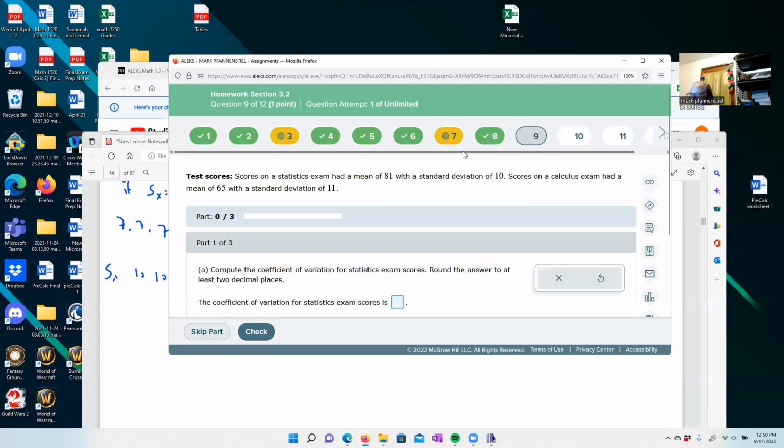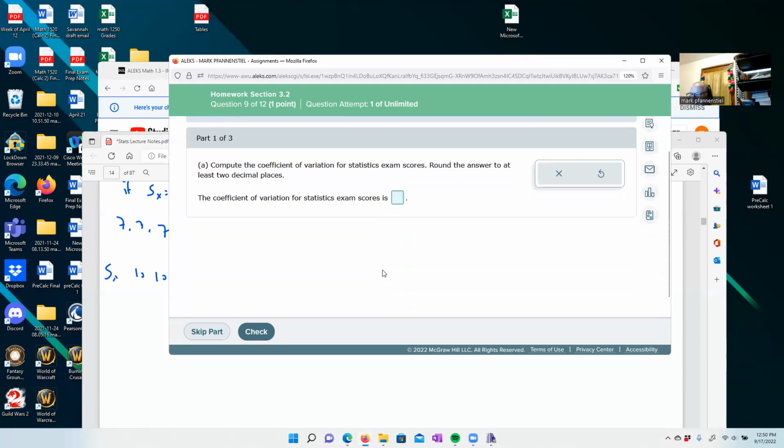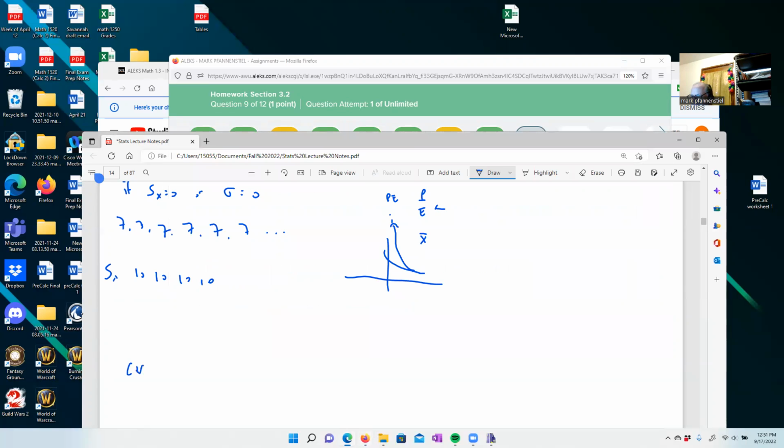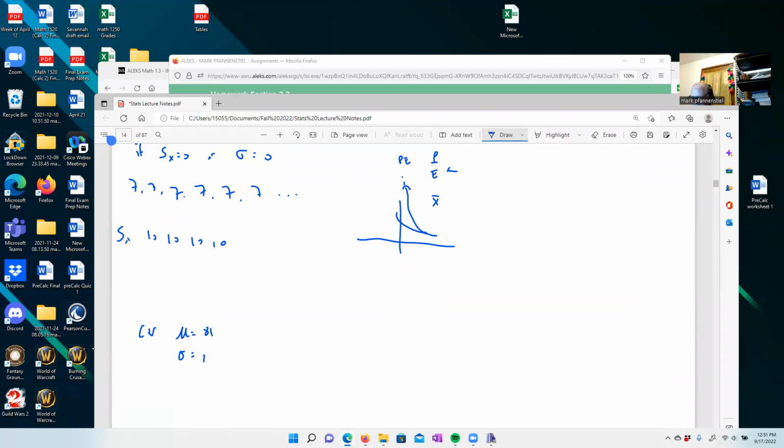So I'm not really keen on this particular problem, but they give us a couple other problems, so we'll go ahead and do a couple just to kind of figure out what's going on here. So let's see, we have scores for statistics exams, has a mean, an average of 81, and a standard deviation of 10. So the coefficient of variation, we have mean is equal to 81, standard deviation is equal to 10. And this is for stats.